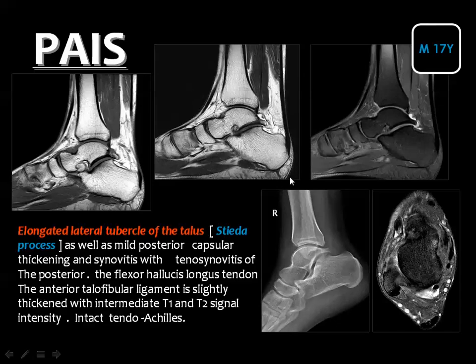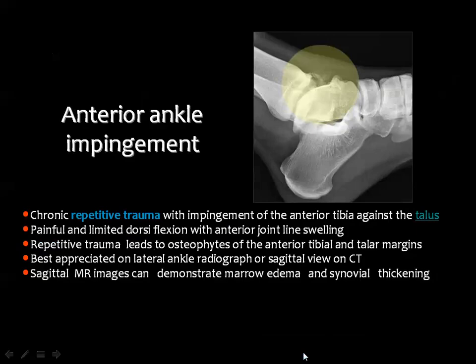And this is also elongation of the lateral process of the talus, known as the Stieda process, with surrounding soft tissue edema of the related soft tissues. And also you may see in the axial image that the flexor hallucis longus tendon is surrounded by fluid, denoting the presence of tenosynovitis. The Achilles tendon is intact, as you can see here.